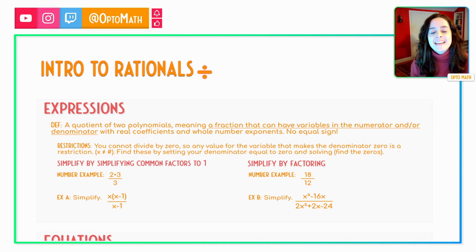Hey Opties! Today we're having an intro to rationals, including expressions and equations, and we're going to be looking at the difference between those and how to simplify expressions and solve equations.